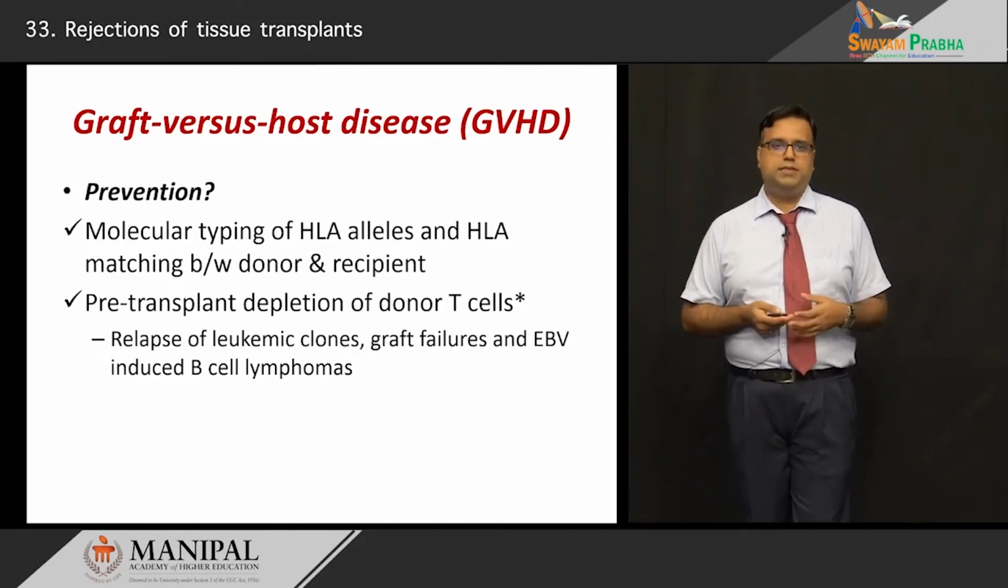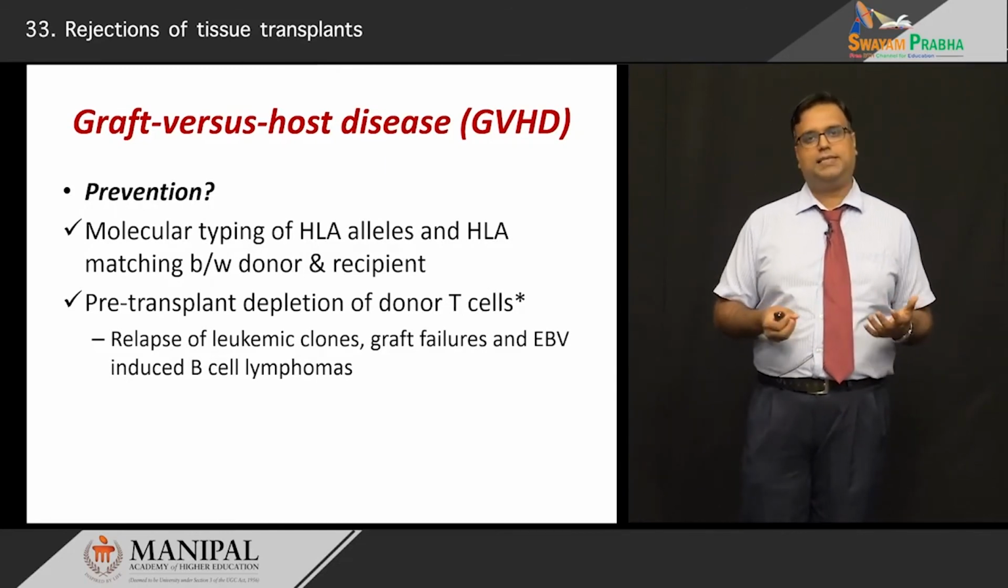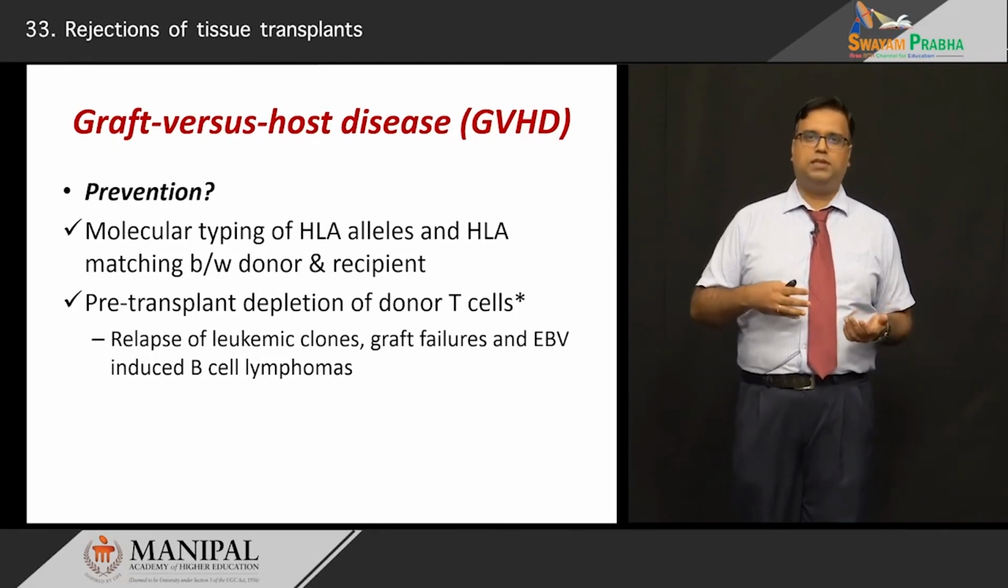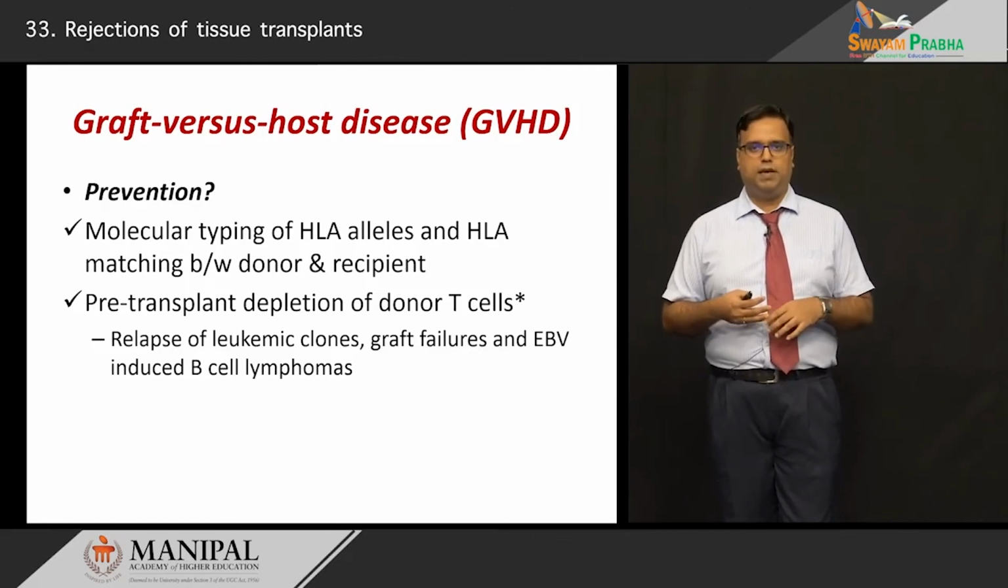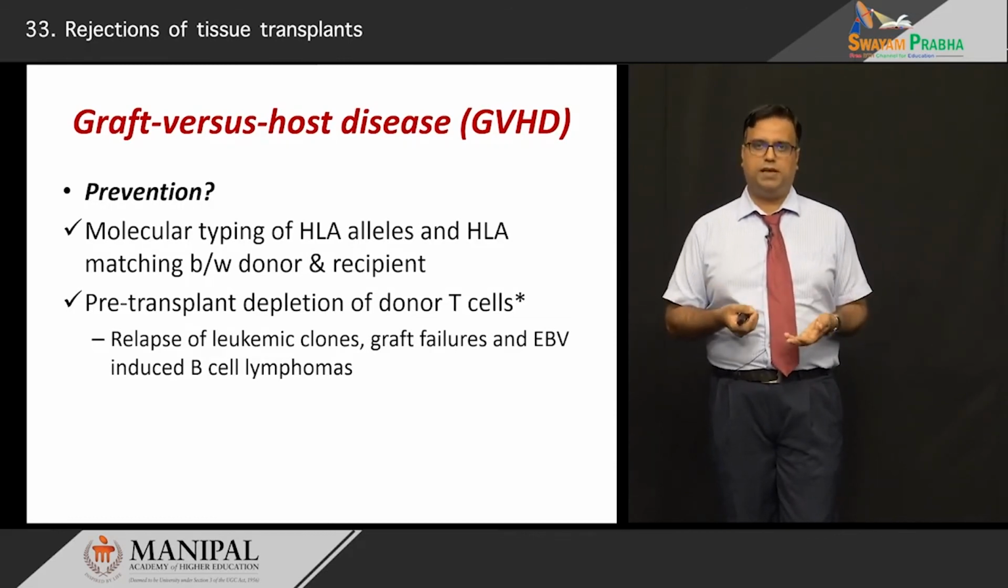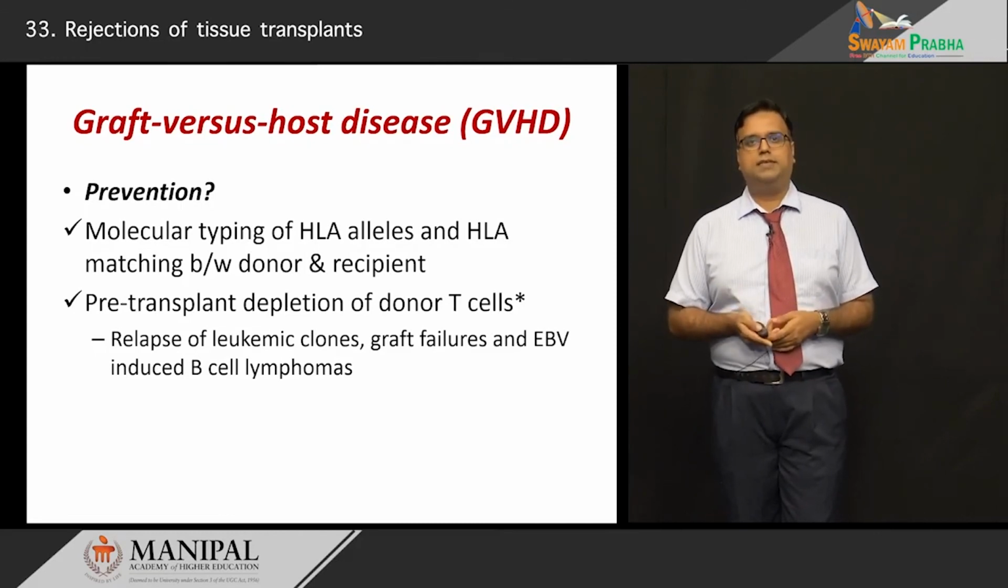Now how do you prevent this? You can do an HLA match, so molecular typing of HLA alleles, and an effective HLA match between the donor and recipient should go a long way in preventing this. And also sometimes you can deplete the pool of donor T cells before the transplant. Okay, so these are some of the mechanisms by which you can address and try to reduce the incidence of graft versus host disease.